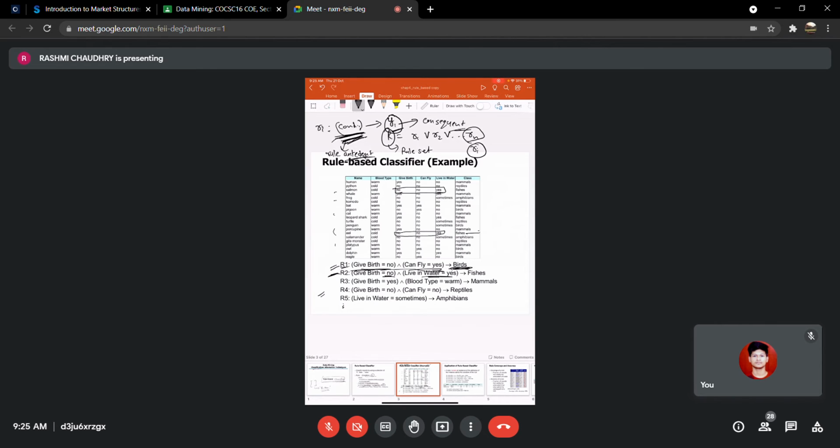It belongs to fish. And if you observe this rule, it is also deriving the same class. Similarly, if gives birth is yes and blood type is warm, then it belongs to the mammal class. If gives birth is no and cannot fly, then it belongs to the reptiles class. If it lives in water sometime, then it is the amphibian class.